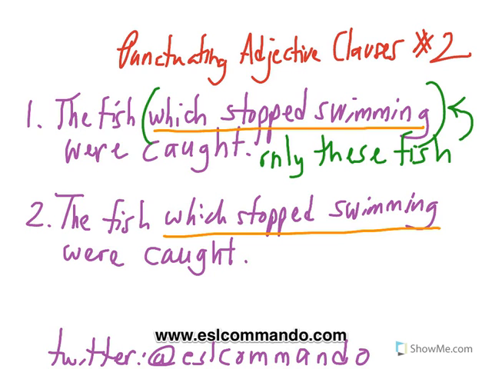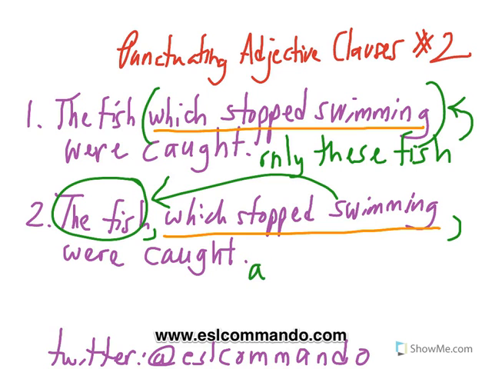Now, if you look at number 2, what we're going to do is add commas, okay, around the adjective clause. And what that does is it tells you how many fish were caught as well. What this tells you is that all of the fish, okay, all of the fish stopped swimming, okay? And so what it tells us is that the person caught all of the fish.